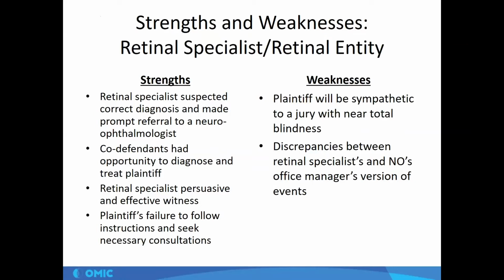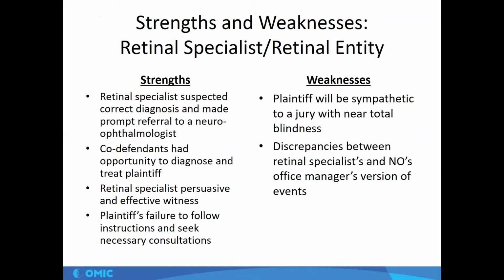So on the retinal side, the retinal specialist did suspect the correct diagnosis and made a prompt referral to a neuro-ophthalmologist. And there were multiple other co-defendants who had the opportunity to diagnose and treat the plaintiff. The retinal specialist was felt to be an effective witness, and the plaintiff did fail to follow the instructions that were given to seek the necessary consultation.